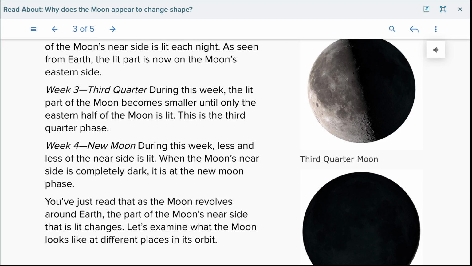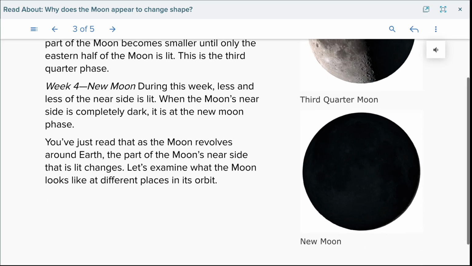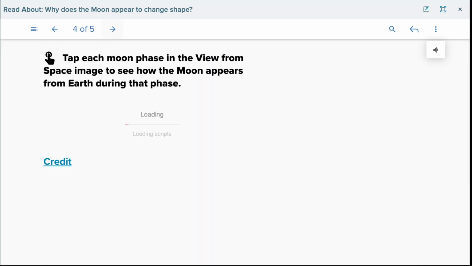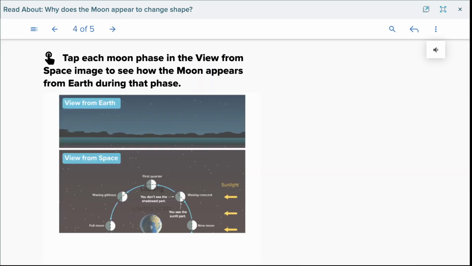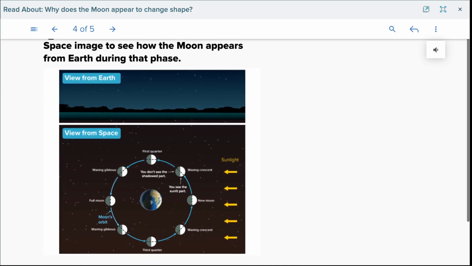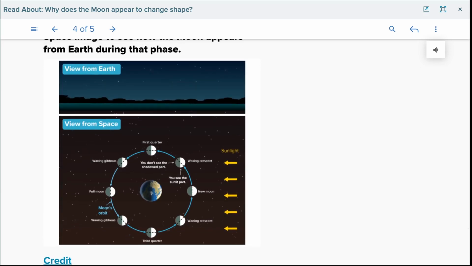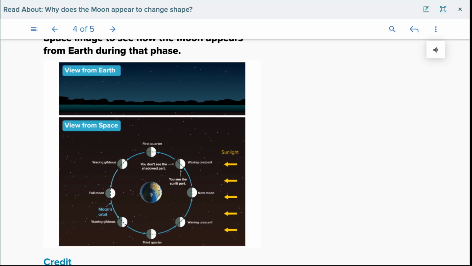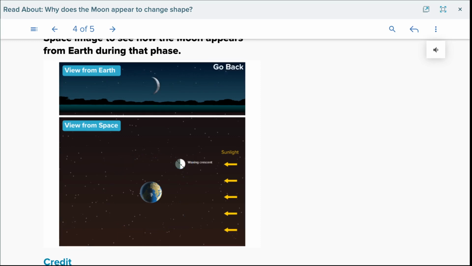You've read that as the moon revolves around Earth, the part of the moon's near side that is lit changes. Let's examine what the moon looks like at different places in its orbit. So this is just another view of that simulation we saw before. So we start at the new moon. The new moon, the moon is not visible from Earth. Then we go to the waxing crescent, where we just see that sliver.